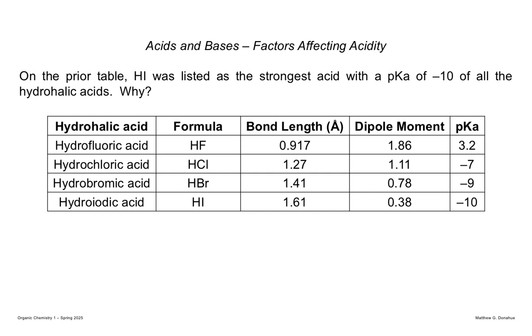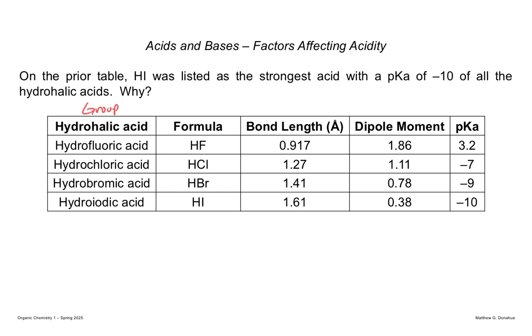So let's talk about a group and some other factors that affect acidity. These are the hydrohalic acids. The commonality is now you have H bonded to a halogen. You see the formulas HF, HCl, HBr, HI.